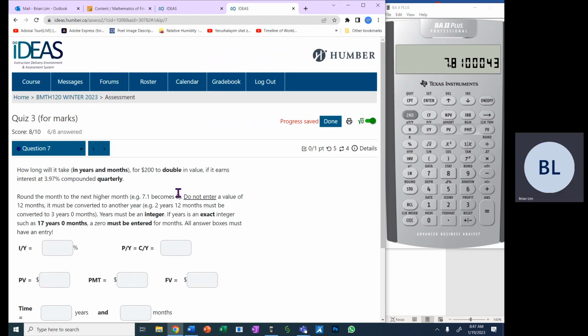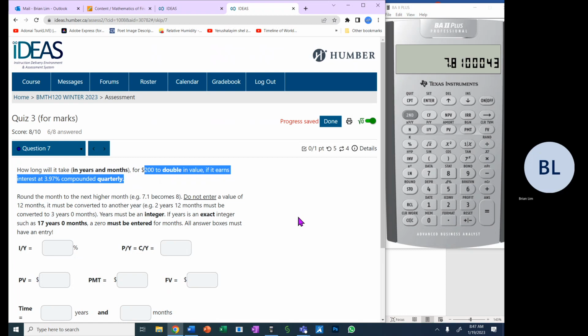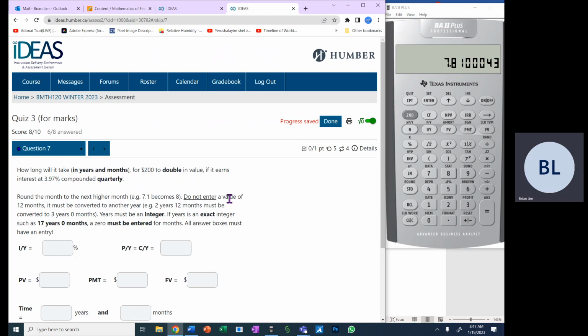Okay, let's go to the next question now. How long will it take? It's the same kind of question, but this time it's in years and months. For $200 to double in value if it earns interest at 3.97% compounded quarterly. All right, now what is double? Double means that it's twice this amount.